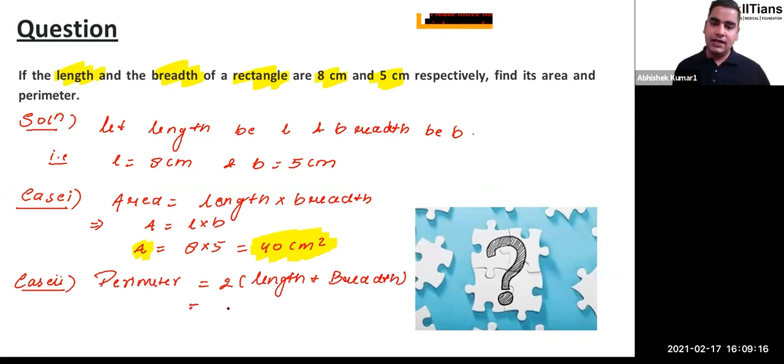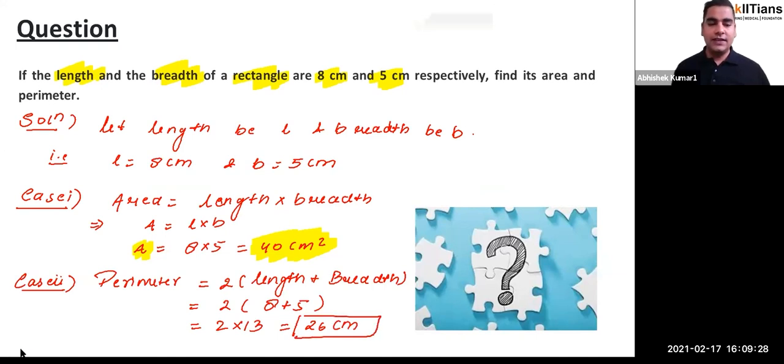So what I'll be getting is 2 into (8 plus 5), right? 2 into (8 plus 5) means 2 into 13. And what is 2 into 13? 2 into 13 is going to be 26 centimeter. Okay, so 26 centimeter is going to be the perimeter of the rectangle under consideration, and the area is going to be 40 centimeter square. Yes, that's what you should keep in mind. Okay.